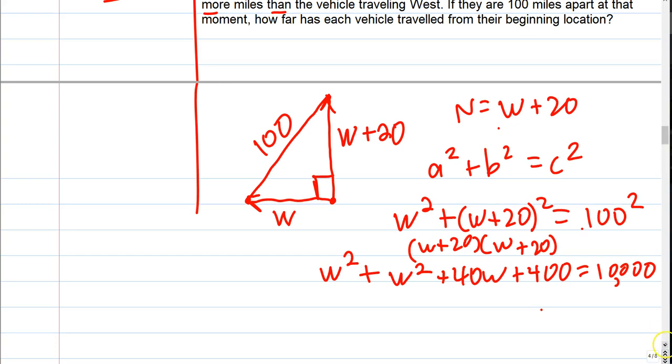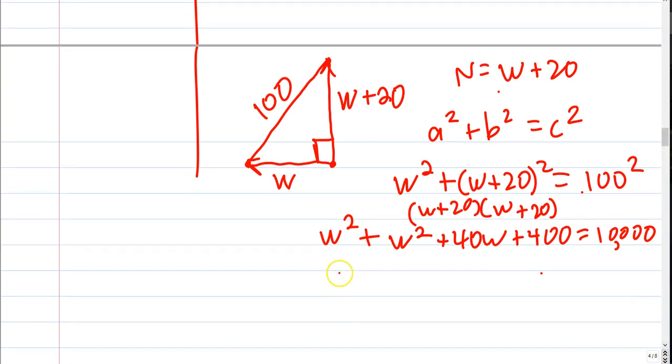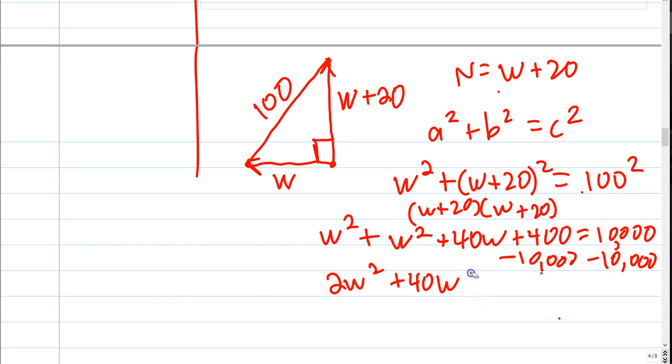So let's clean this up. We have 2W squared plus 40W. I'm going to go ahead and set this equal to 0 by subtracting it over. And I believe that's going to be a negative 9,600.